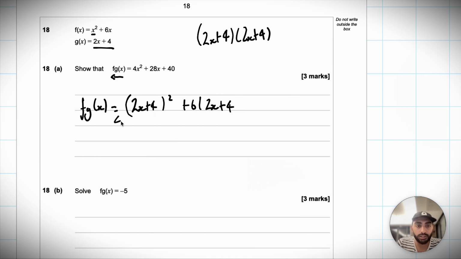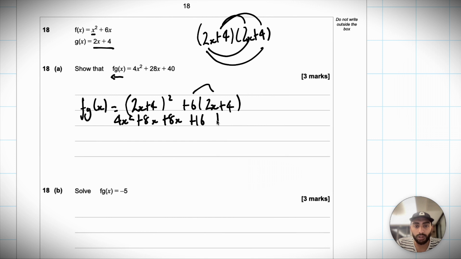2x times 2x is 4x squared. 2x times by the 4 is 8x. 4 times by the 2x is 8x again. And 4 times 4 is 16. Let's expand this one. 6 times by the 2x is 12x. And 6 times the 4 is 24. So there's quite a bit that we need to clean up.